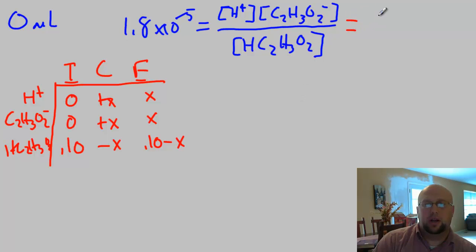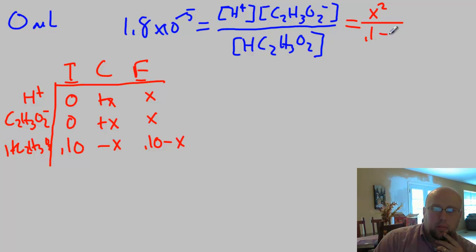So now we're going to substitute in here, and on the top is going to be x squared, right? We got x squared on top because both of our products are x. And then underneath that, we've got 0.1 minus x. And of course, what we're going to do is look at that and say, well, since this Ka is lower than 10 to the negative fourth, I can probably assume that x away. And again, you should probably check for the 5% rule. But typically speaking, it's going to work out. I mean, we're not likely to have any quadratics on the AP exam. So we're just going to cancel that out. We're pretty safe with that.